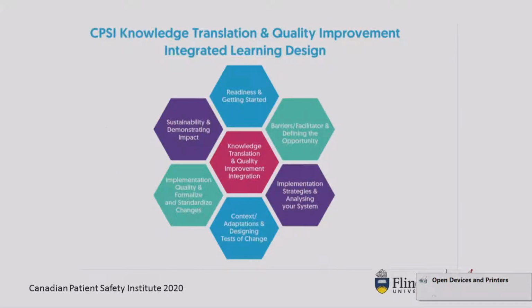This is a diagram taken from the Canadian Patient Safety Institute recommendations, and I often think about it by starting from the top hexagon in blue and going around in a circle. What you're trying to achieve is the bit in the middle, the knowledge translation and quality improvement of whatever sort. And the first step is really to consider whether the organization is ready for change.